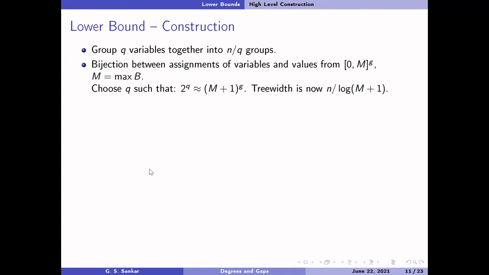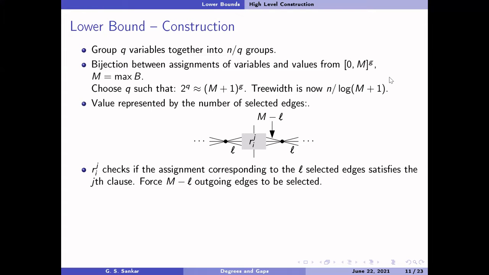So what we'll do is come up with a bijection between assignments of variables and states of vertices, basically. We'll group q variables into n by q groups, and we'll take g vertices. For these g vertices, each of them can be in any state between degree 0 and degree m. So if we choose q and g such that 2 to the q is something like (m+1) to the g, that reaches our tree width goal that we wanted, which was n by log(m+1). And this sort of works out.